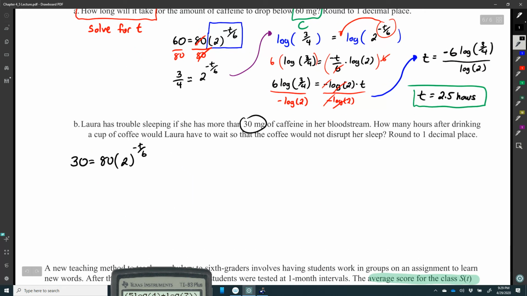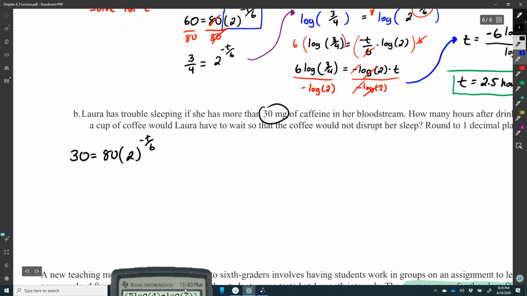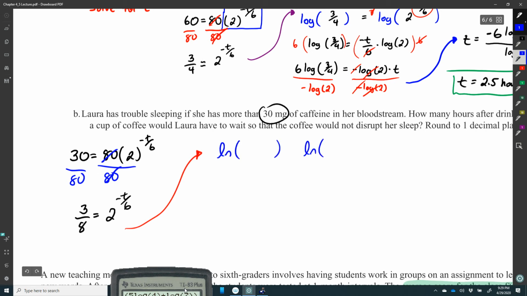So in the last one, the only difference from above was it was set equal to 30 instead of 60. And so we're going to solve it exactly the same way. I divide by 80. That gives me 3/8 is equal to 2 to the negative t over 6. And again, just to show that it doesn't matter which one you use, I'm going to use ln's this time. Now, if the base was e, then yeah, use ln. If the base is 10, then use log. But if the base isn't one of those two, it doesn't matter which one you pick.